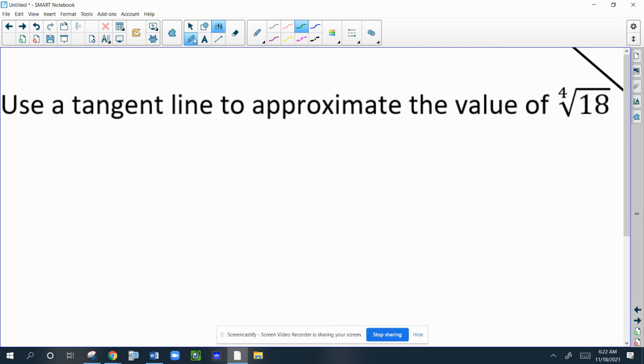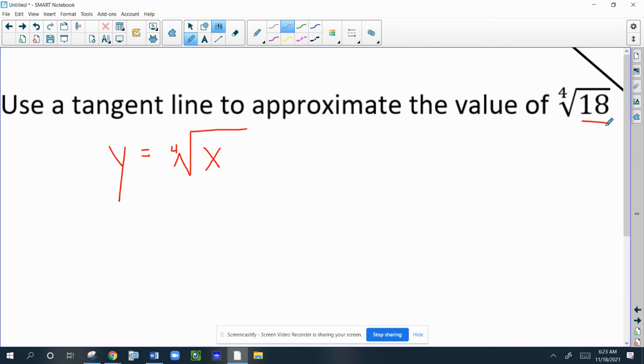If we want to approximate the value of the fourth root of 18, we need to draw a tangent line to the fourth root of x, because we're trying to approximate the fourth root of something. So let's call it x. Whatever this function looks like, we're going to draw a tangent line to the graph at a point close to 18.